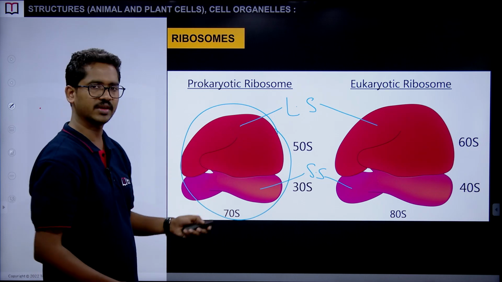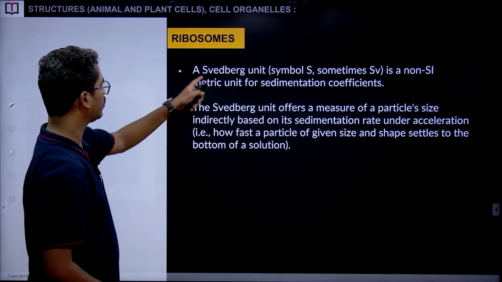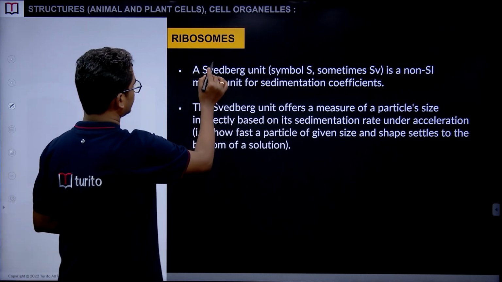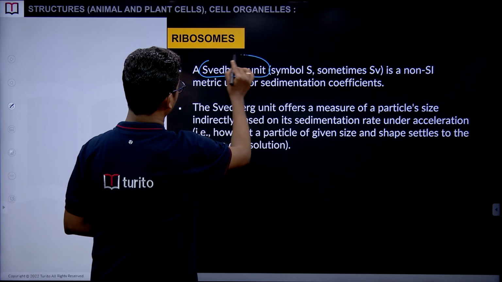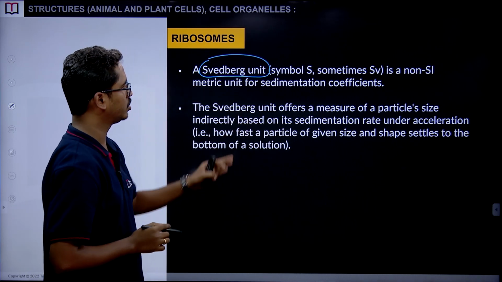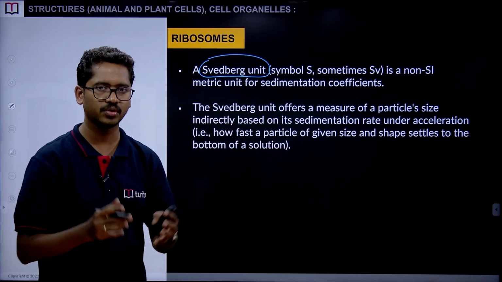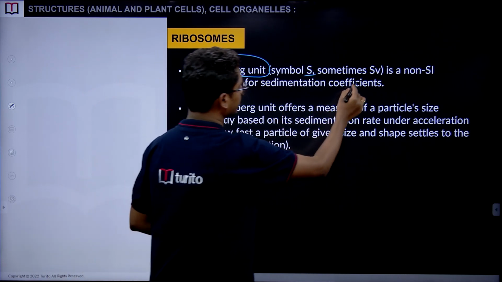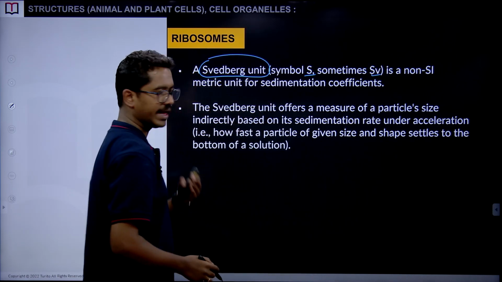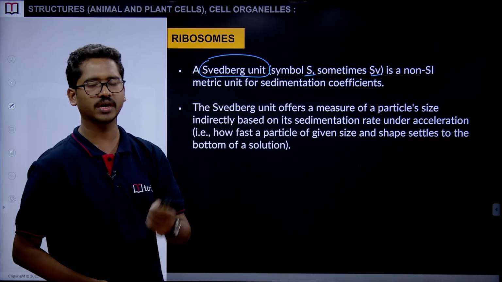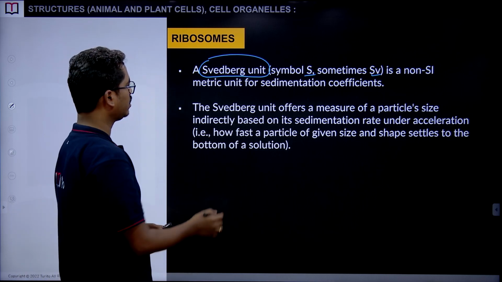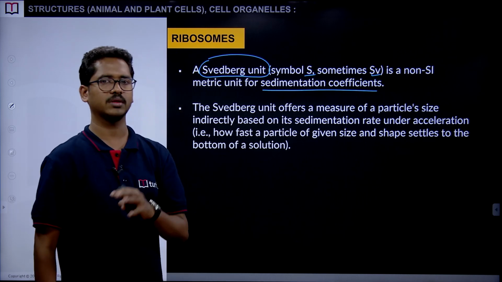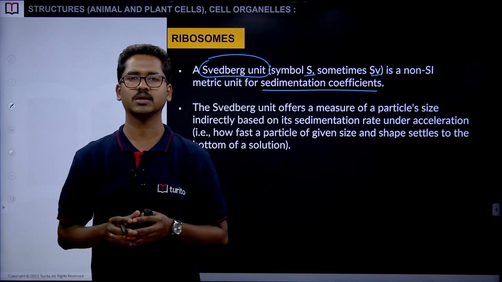I would like to show you what that S actually is. S stands for the unit called the Svedberg unit. It is denoted by S. In some publications it is denoted by S, and in some it is written as S followed by a lowercase v. It is a non-SI metric unit for sedimentation coefficients. Now, can anyone tell me what you mean by sedimentation coefficient?